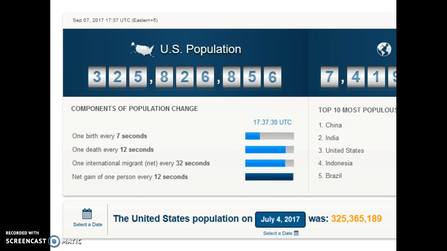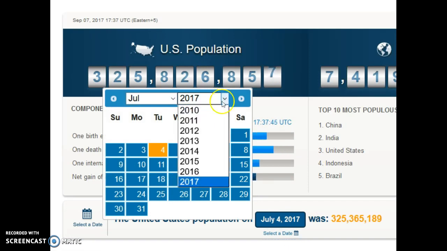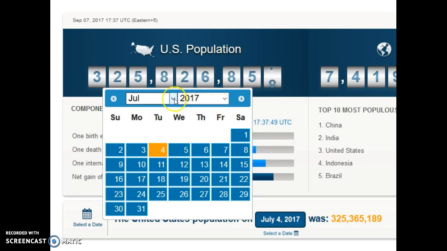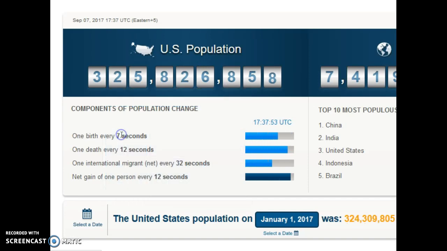In the U.S., we have an international migrant coming in every 32 seconds. So we gain roughly 1 person every 12 seconds in the United States. So let's check this out. Down here, select a date. Where will the population of the U.S. be? Or what was the population of the U.S. back in January of 2017? Let's go January 1st.